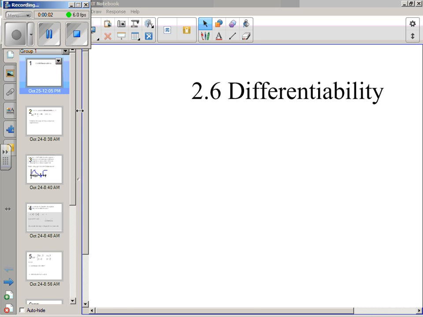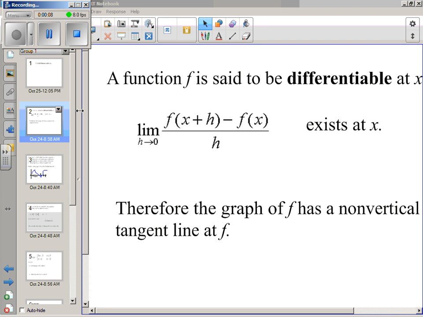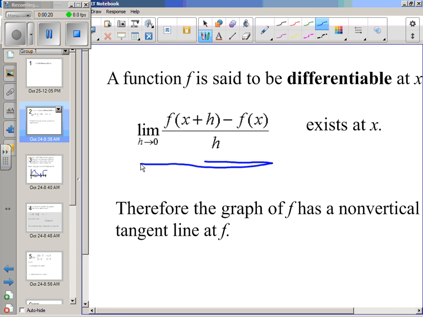Okay, welcome. Today we're going to talk about section 2.6, which is differentiability. And so the first thing we're going to do is talk about what it means to be differentiable. We say that a function is differentiable if the derivative exists at some x value, whatever x value we're looking at. And remember that this expression, the limit as h approaches 0 of f of x plus h minus f of x all over h, is the definition of the derivative. So it really means that we're just finding the derivative there at some x value.